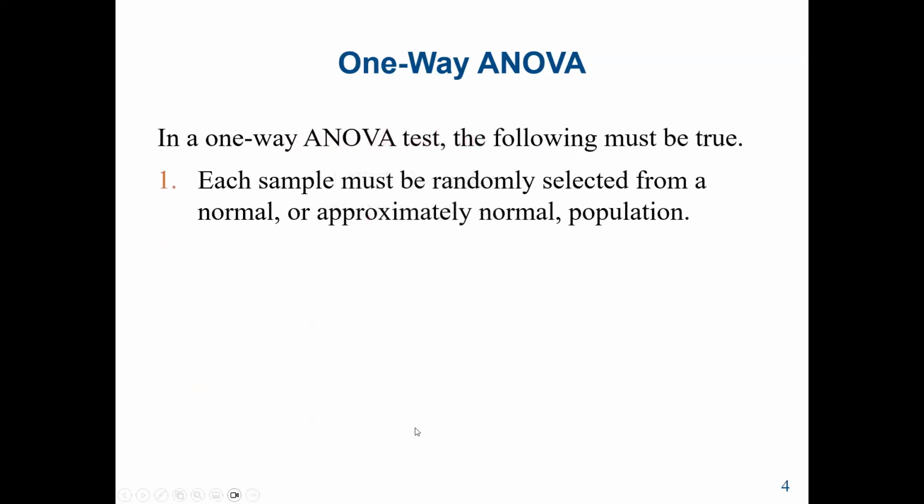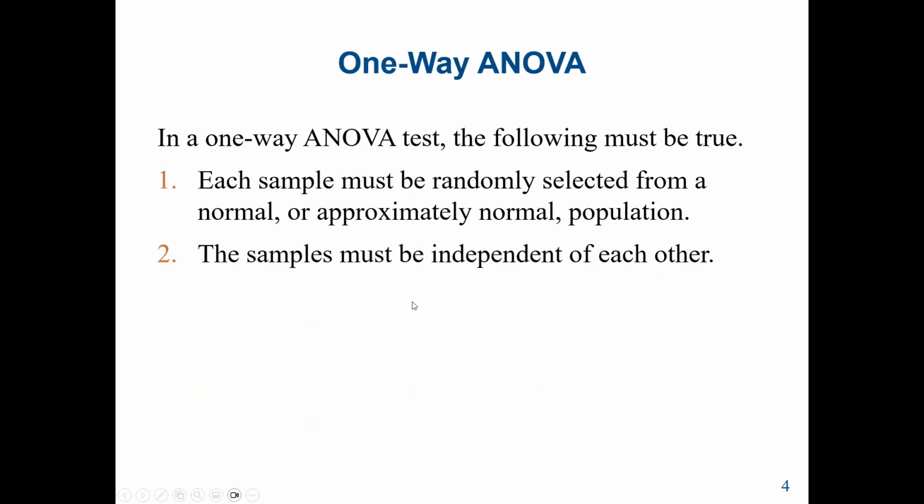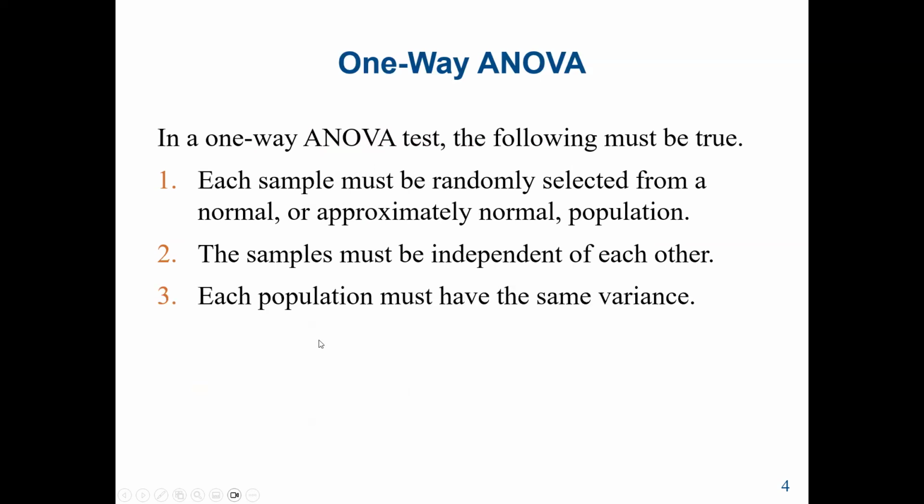So in a one-way ANOVA test, the following must be true. One, each sample must be randomly selected from a normal or approximately normal population. Then the samples must be independent of each other. Then each population also must have the same variance.